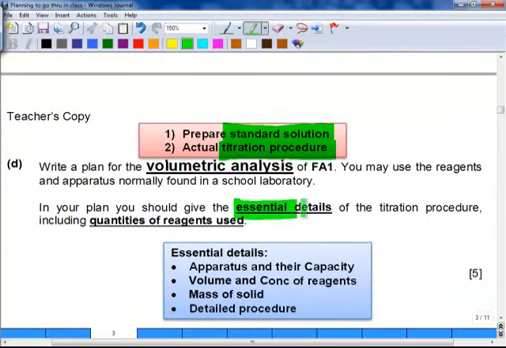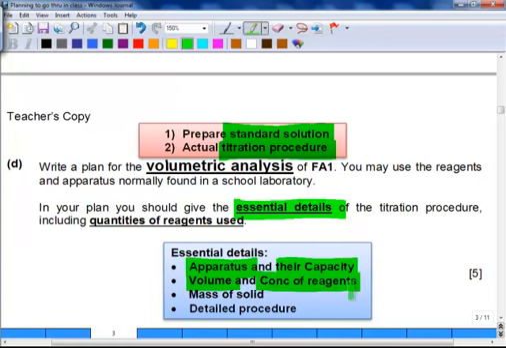For essential details, take note. It just means that you need apparatus and their capacity, and you need the volume and concentration of reagents. Mass of the solid also needs to be specified, and then finally the detailed procedure. Think of it as cooking. For cooking, you give the recipe book, right? You need to tell the person after 10 minutes stop the fire, put in some salt. When you see that the fish is brown, overturn. Same thing for the planning.